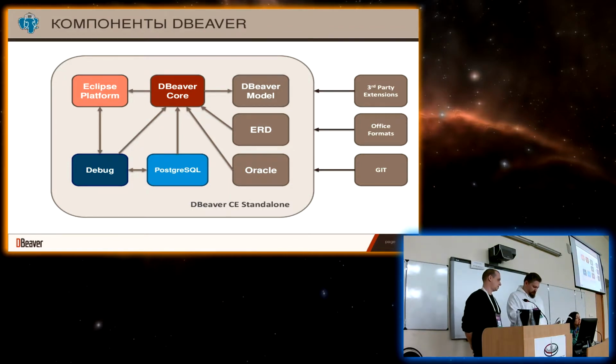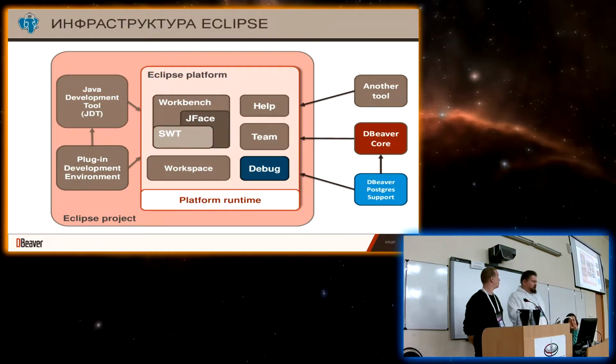How does DBeaver work? We have a modular structure, and on the example of Community Edition, you see the core that defines the model of access to metadata. It's realized on the basis of Eclipse, and we will speak a bit later about it. There are different visualizations, vendor-specific functions, and debug, for example. And of course, we have the support of export to Office formats, support of version control, and some other extensions.